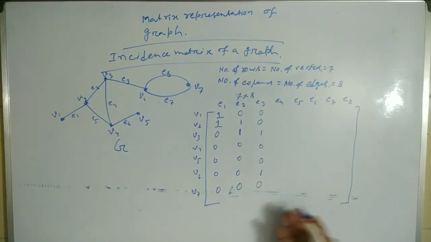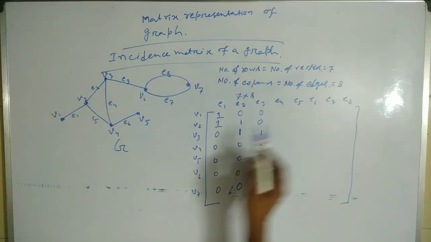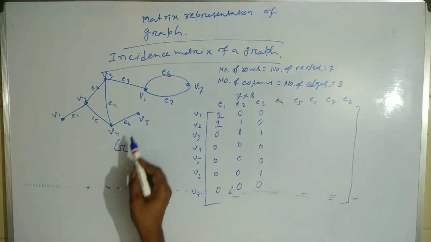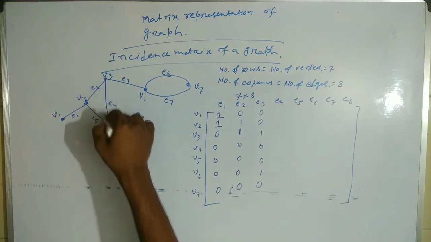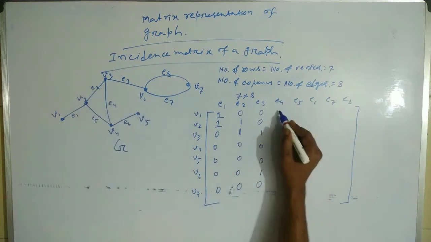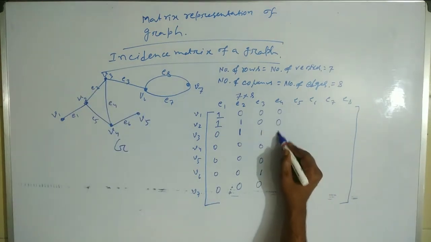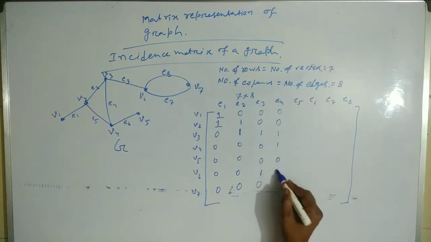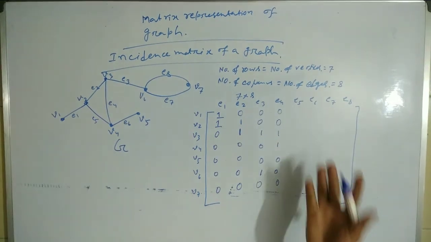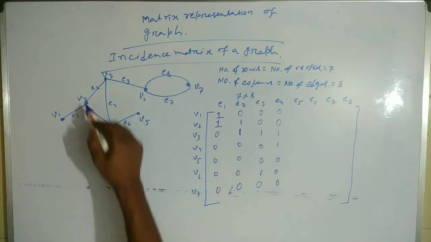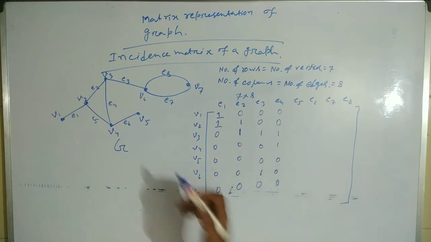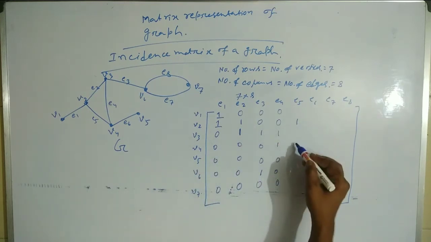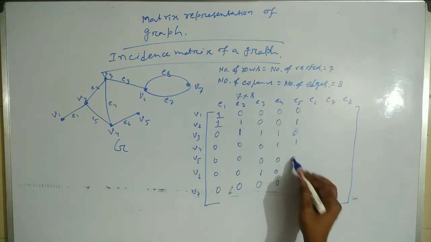So in this process we can complete this matrix. Similarly for E4, E4 is adjacent with V3 and V4. So V1 will be 0, V2 will be 0, V3 and V4 will be 1 and all other elements will be 0. For E5, see E5 is adjacent with V2 and V4. So V2 and V4 will be 1, 1, all other elements are 0.